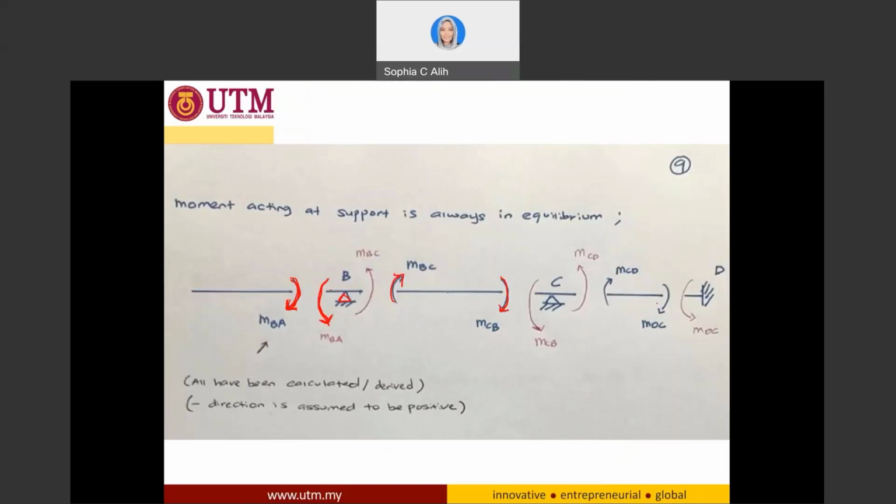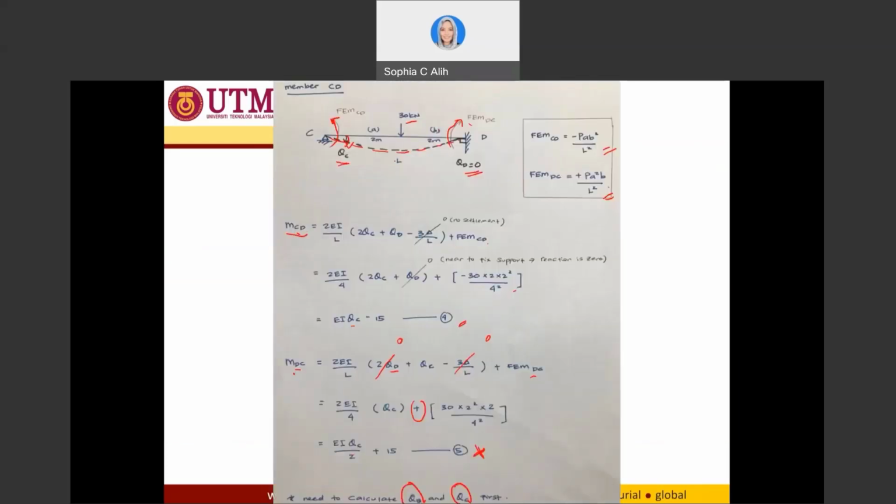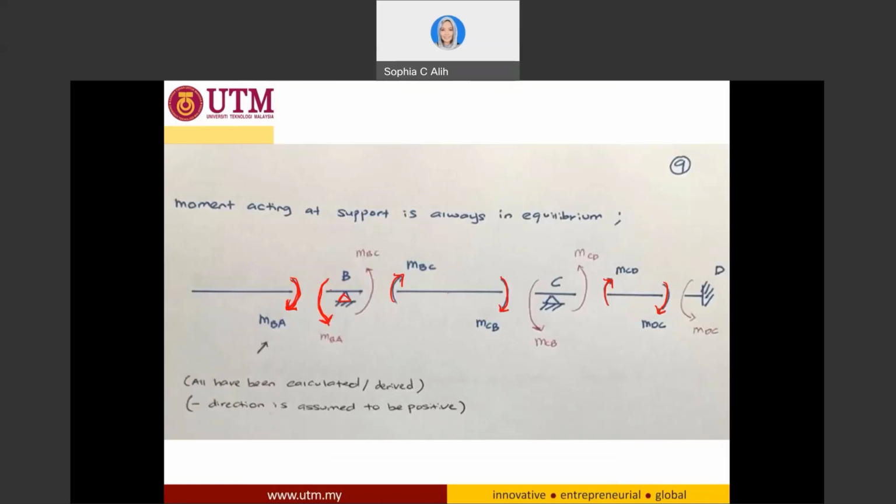So similarly, for member CD, you have a positive moment of MCD, and you assume it to be also clockwise direction for MDC. So MCD is this one. MDC is this one. So you have this equation and this equation for DC. So you have actually determined this value and this value in terms of the equation which contains theta C and theta B.